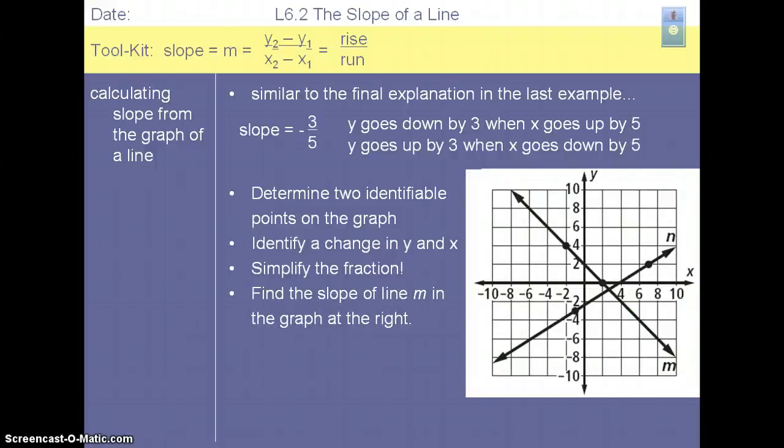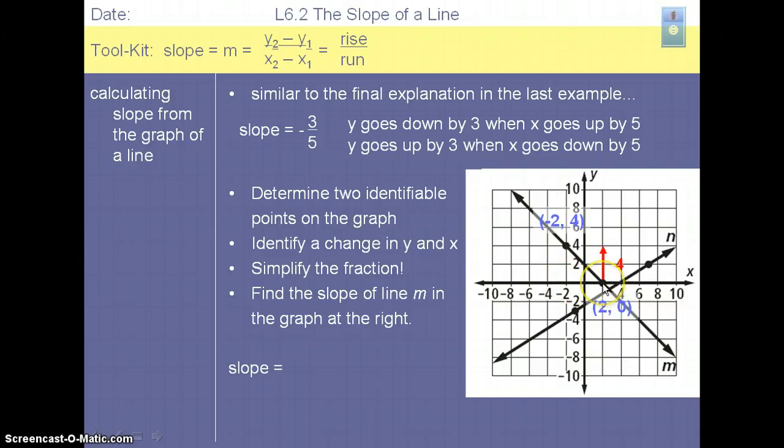we're going to find the slope of the line M in the graph at the right. The line M is this kind of downward line here. So we're going to follow the steps. Two identifiable points. We've got the point negative 2, 4 and the point 2, 0 as identifiable points.